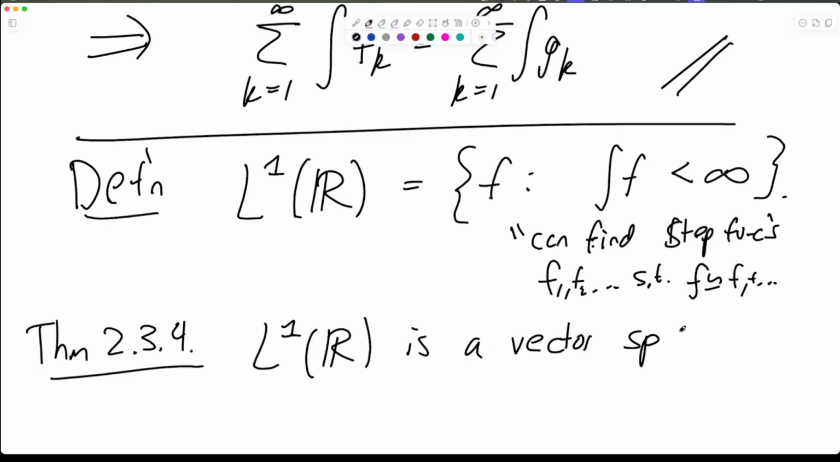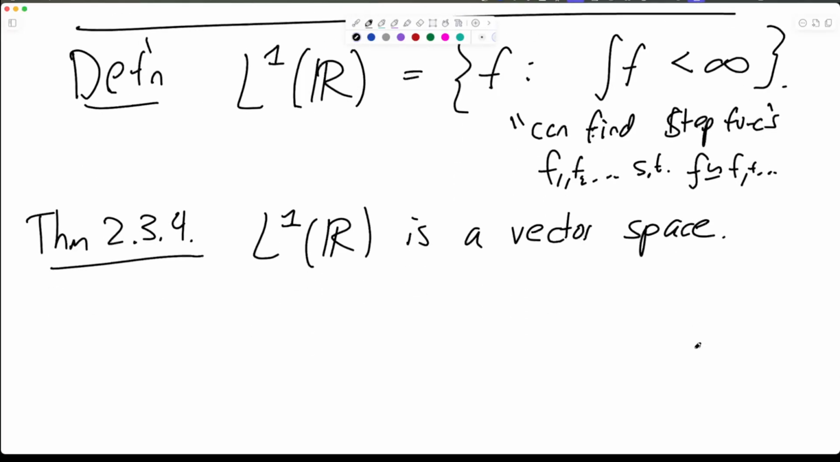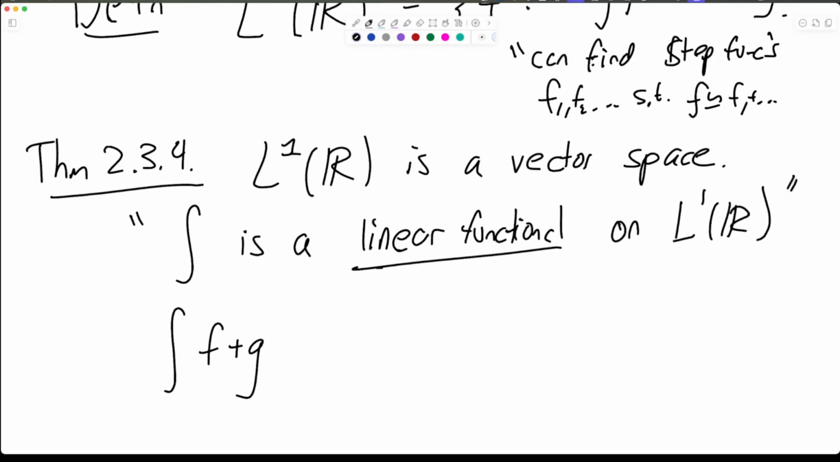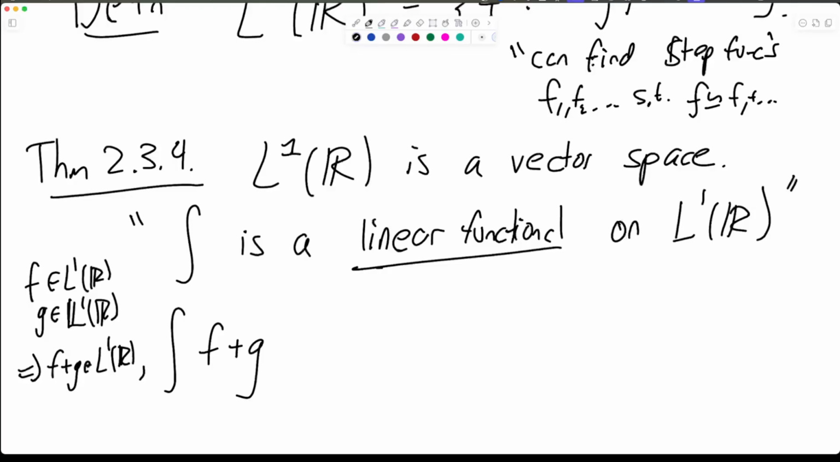And a vector space, remember, means it's okay to add things, it's okay to scalar multiply things, and the integral will respect that. So they say the integral is a linear functional. And linear functional means it respects sums and scalar multiples. So first of all, if f is in L1 of R, g is in L1 of R, that implies f plus g is in L1. And not only that, if you do the integral of f plus g, you get the integral of f plus the integral of g.